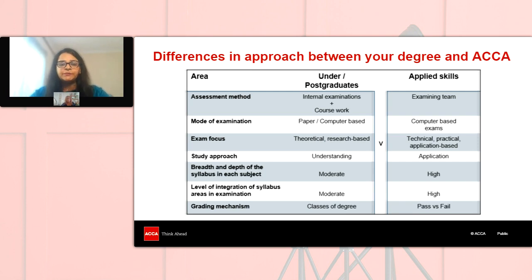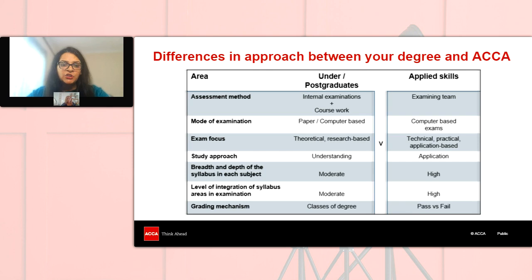In terms of the mode of examination, at university, you may have taken your exams on paper or as a computer based exam. All exams in ACCA, on the other hand, are completely computer based. Now, computer based does not mean it's just multiple choice questions. At applied skills level, which is where you're at right now, this basically means that you're going to have objective test questions as well as long form questions that you're going to be typing up on Word and spreadsheets.